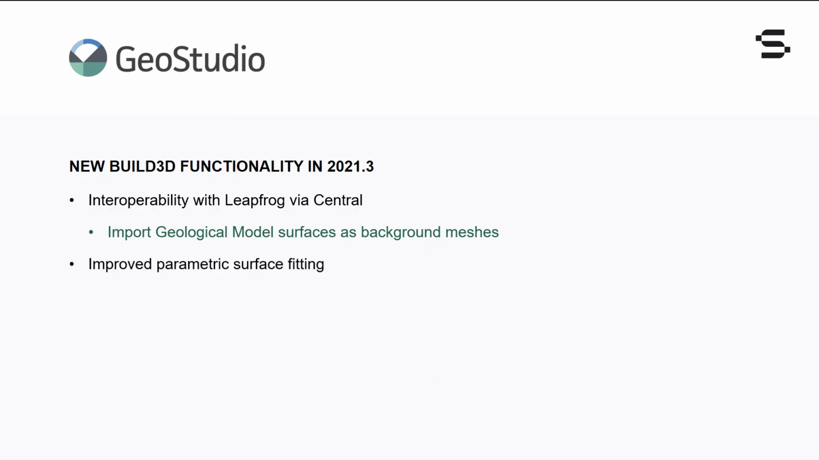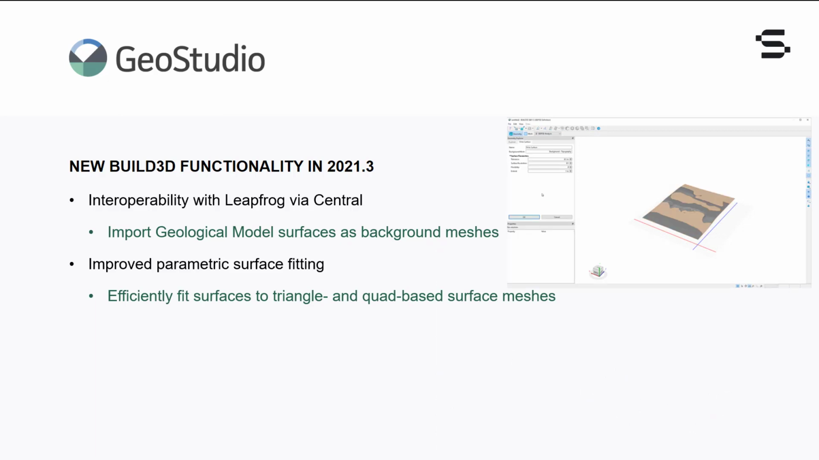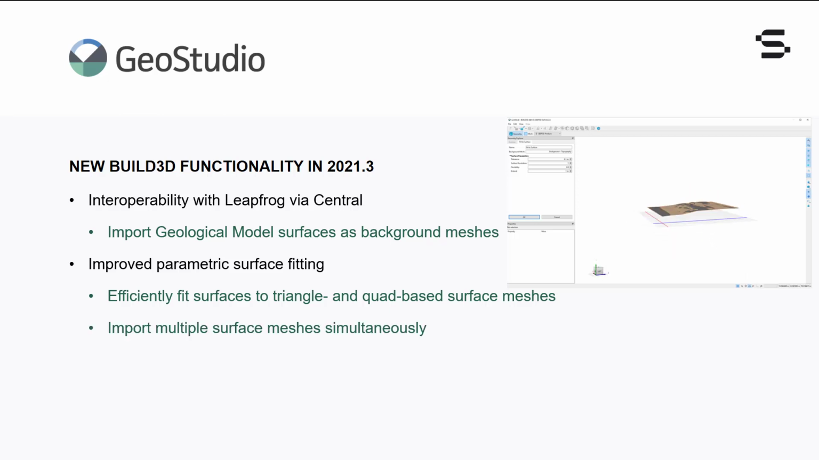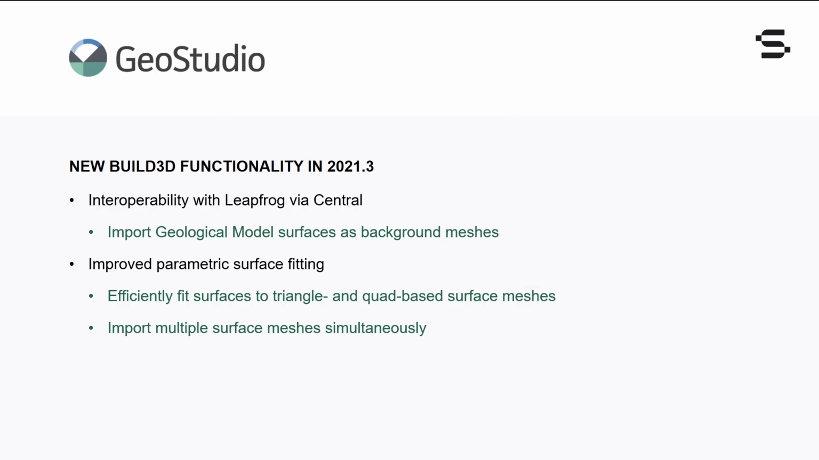Build3D has improved parametric surface fitting, providing the ability to efficiently fit surfaces to imported triangle and quad mesh-based surfaces from Central, DXF, DWG, or STL files. Multiple surface meshes can now be imported simultaneously. The parametric surface fitting feature can also be used to create surface geometry from imported point cloud data.